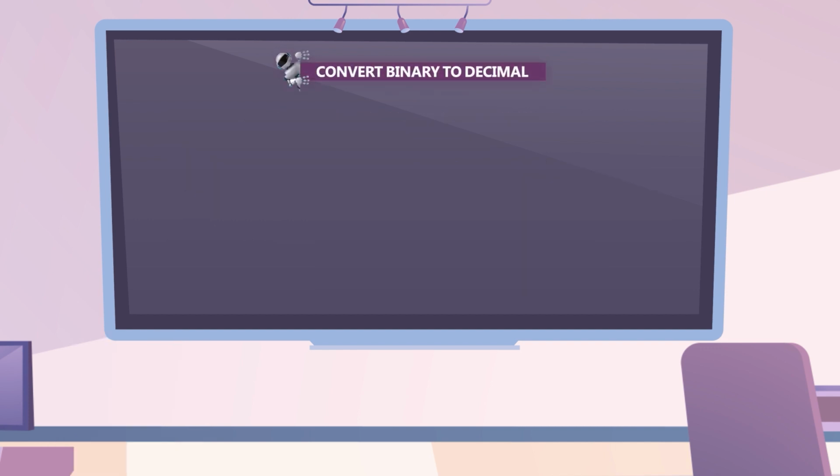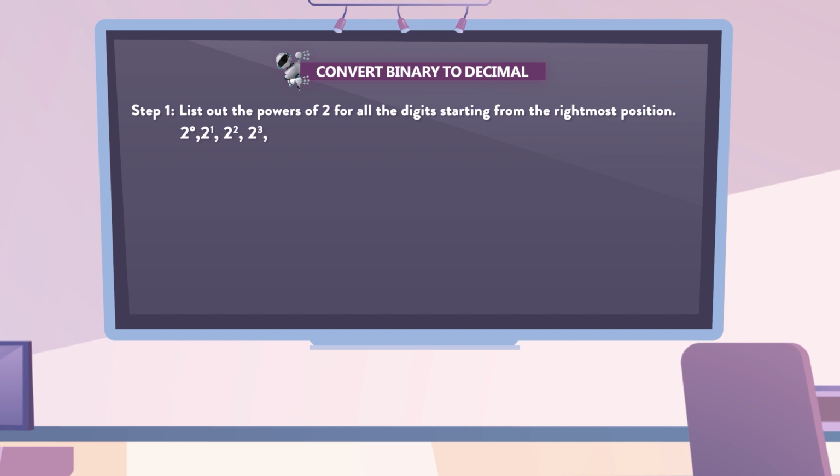Let's now see the conversion of binary to decimal. Step 1 is to list out the powers of 2 for all the digits starting from the rightmost position. The first power would be 2 raised to 0, and as we move on it will be 2 raised to 1, 2 raised to 2, 2 raised to 3 and so on.